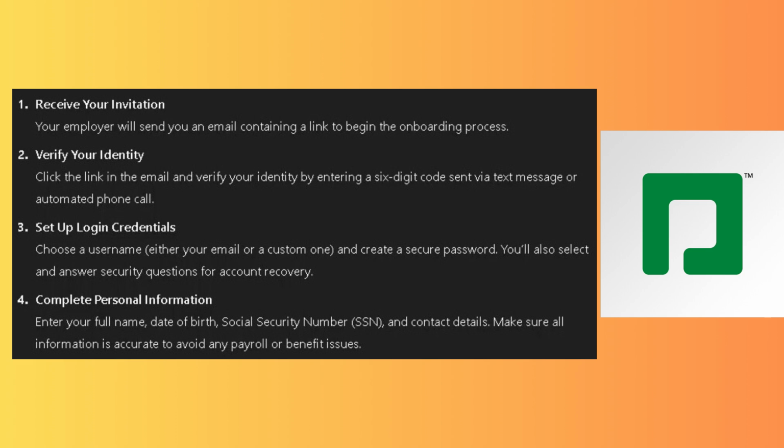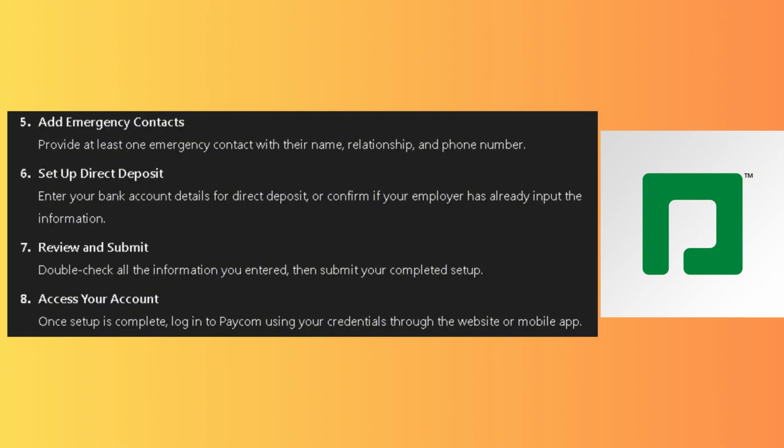Complete personal information. Enter your full name, date of birth, social security number, and contact details. Make sure all your information is accurate to avoid any payroll or benefit issues. Add emergency contacts. Provide at least one emergency contact with their full name, relationship, and phone number.